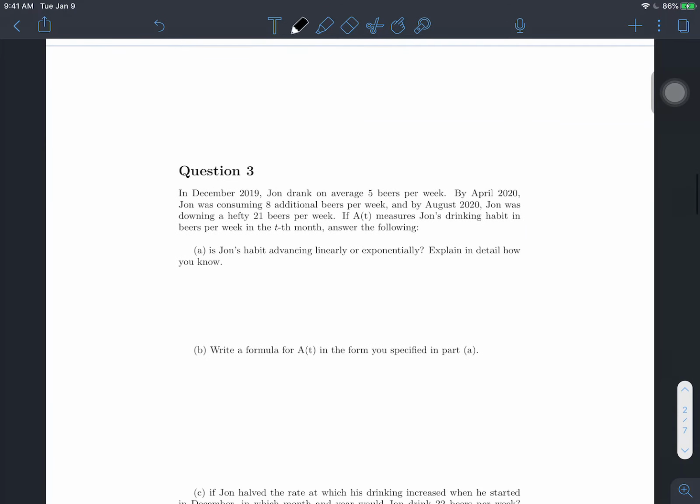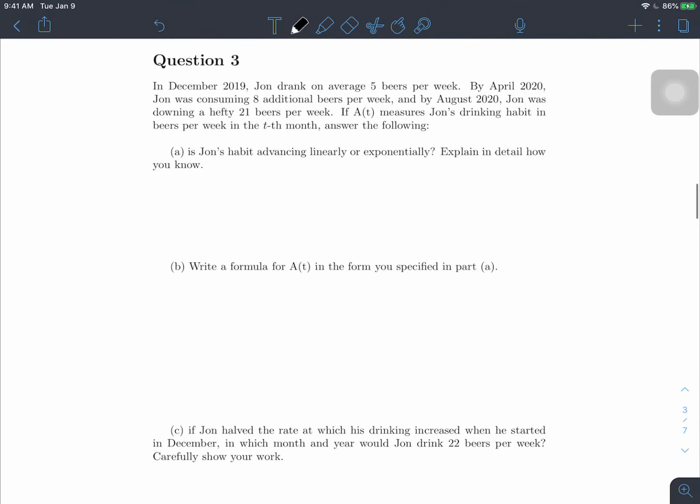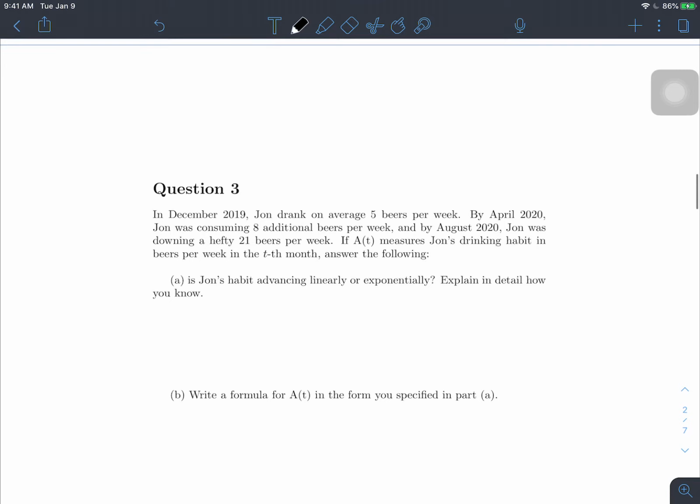Okay, next problem. All right, in December of 2019, John drank on average 5 beers per week. By April of 2020, John was consuming 8 additional beers per week, and by August 2020, John was downing a hefty 21 beers per week. Okay, before I even start this problem, I'm going to go ahead and put this information into a table.